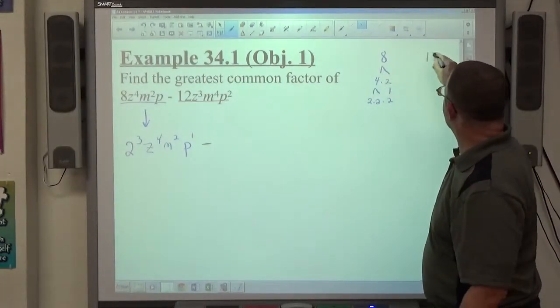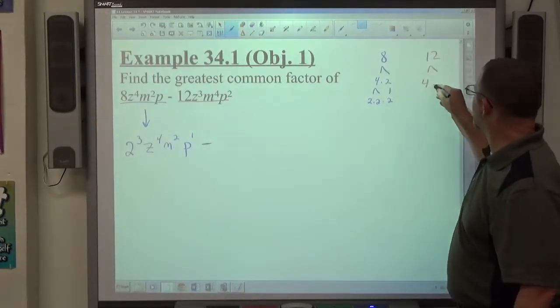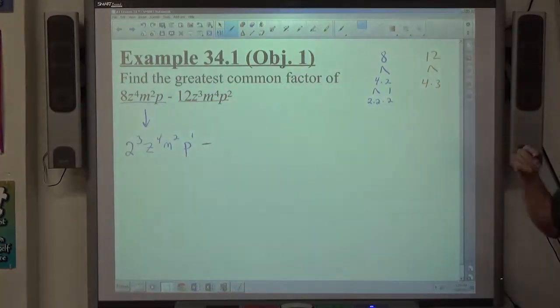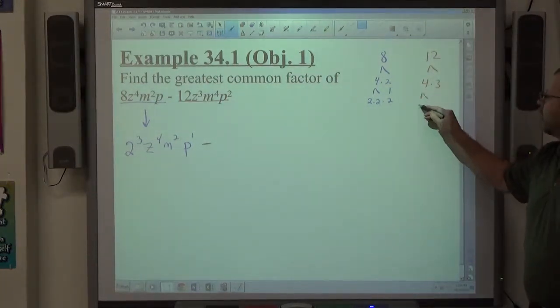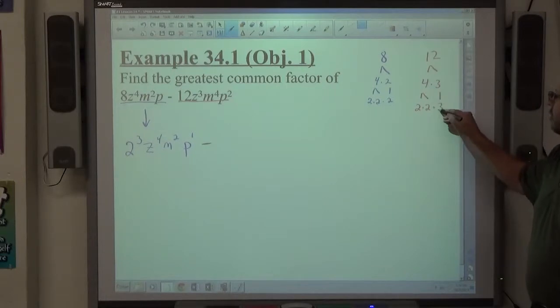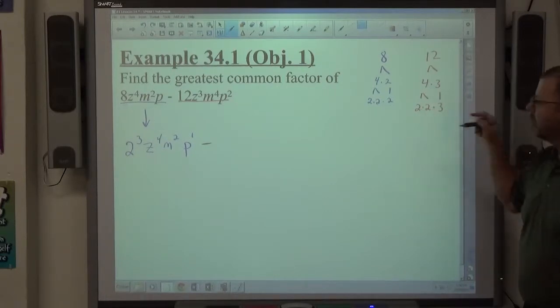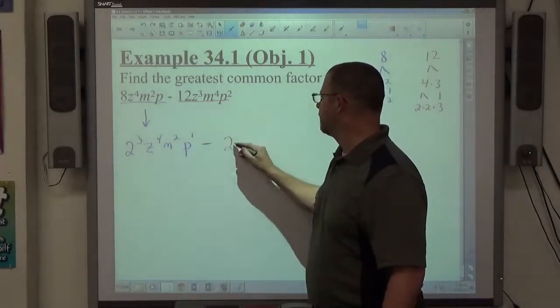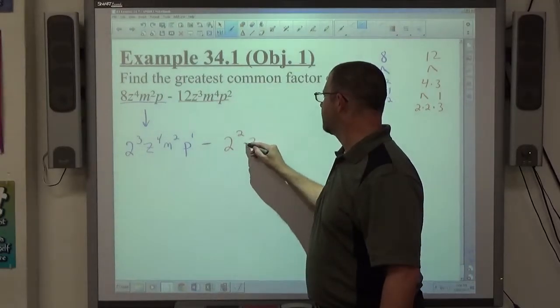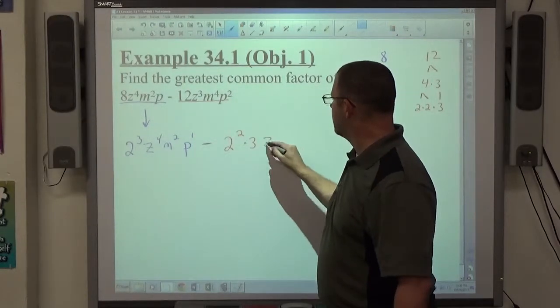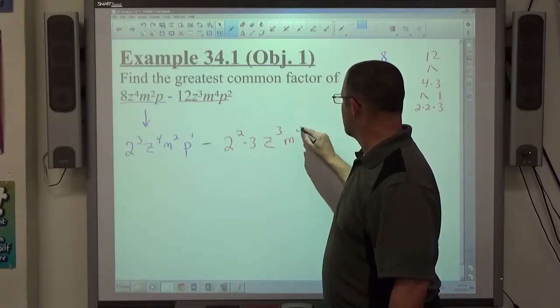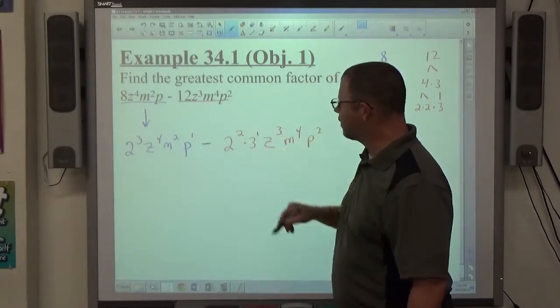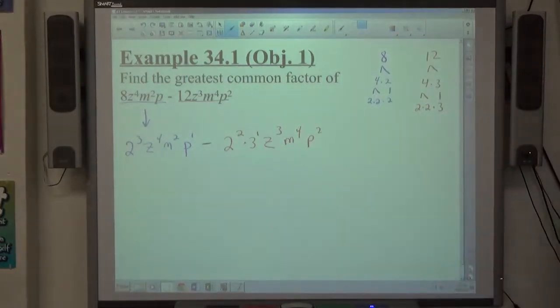Look at the number 12. 12 breaks down to 4 times 3, or 2 times 6, take your pick. And then 4 is the same as 2 times 2. 3 is still just a prime number 3. 2 times 2 times 3, better known as 2 squared times 3. And then we have z cubed, m to the 4th, p squared. And this 3 is to the 1st power. So again, getting everything written with a power on it, that's job 1.